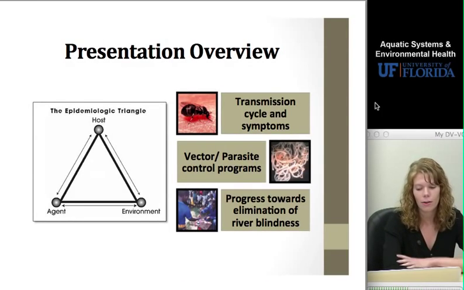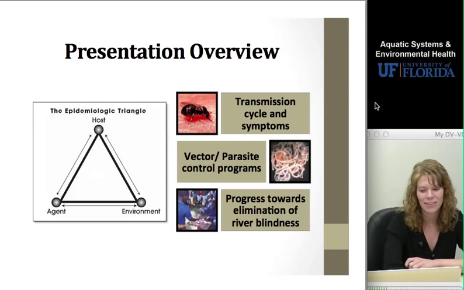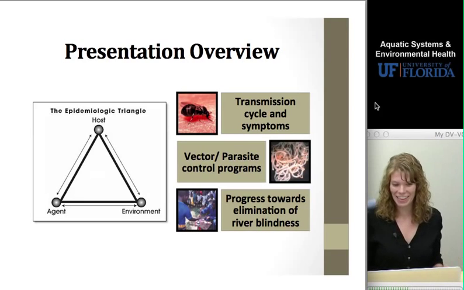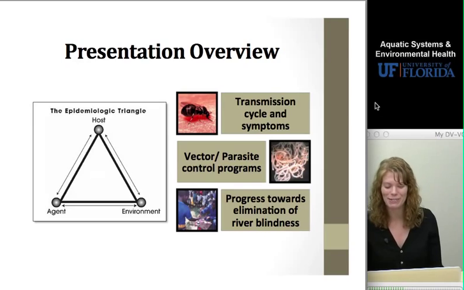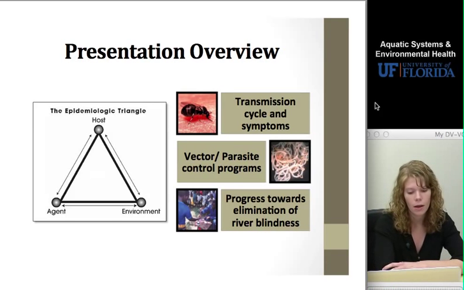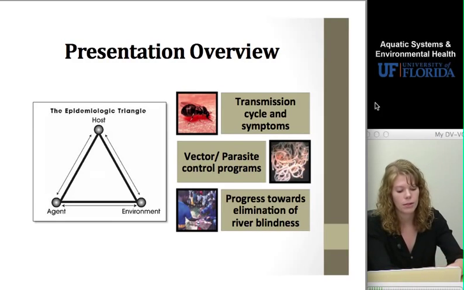Now many of you are obviously familiar with the epidemiologic triangle model of cyclic disease transmission, as seen in Dr. Castle's presentation earlier. However, there are many complex internal and external influences that make management of river blindness a lot more complicated and do not necessarily conform to the simplicity of this model. I'm going to be looking at the transmission cycle and symptoms, the vector and parasite control programs, and the progress that has been made towards the elimination of this disease.